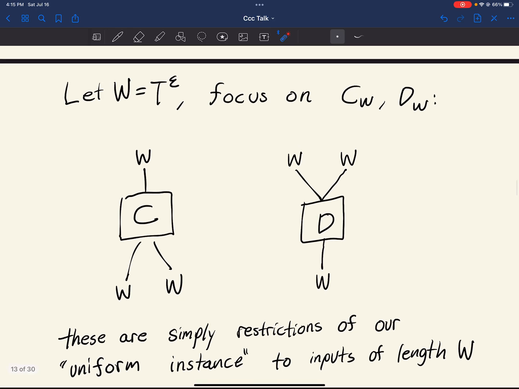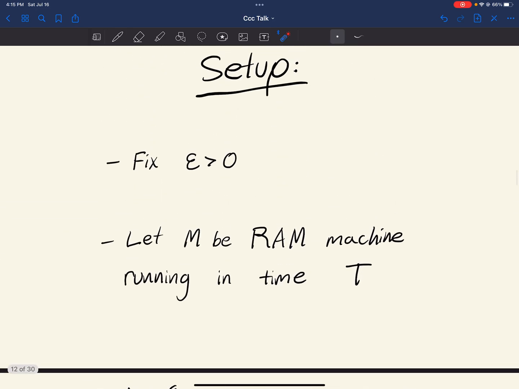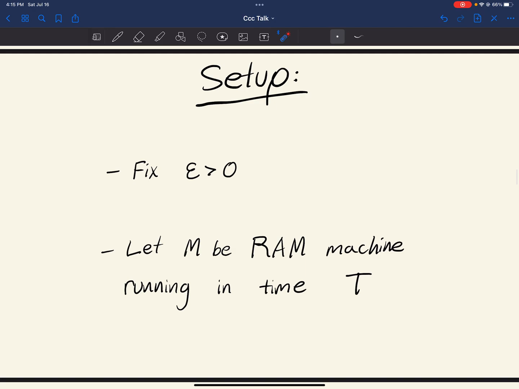Backing up a little bit, the way this is going to work is, imagine we have some compression scheme C and D such that no polynomial time algorithm ever finds an incompressible string for this pair. That's going to give us a way to simulate this machine M in low space t to the epsilon and time t to the 1 plus epsilon.